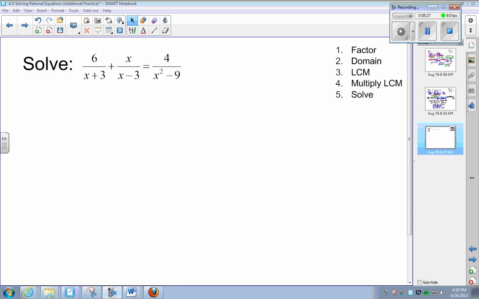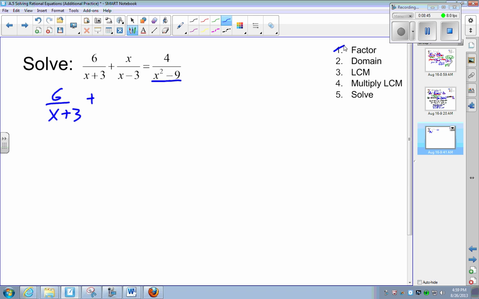So here you guys should be starting to get the rhythm of things and what step we do first. And of course, that's factoring. All right, and so when we factor, looks like the only thing we can factor is this. So let's go ahead and rewrite it. 6 over x plus 3 plus x over x minus 3 is equal to 4 over x plus 3 times x minus 3.